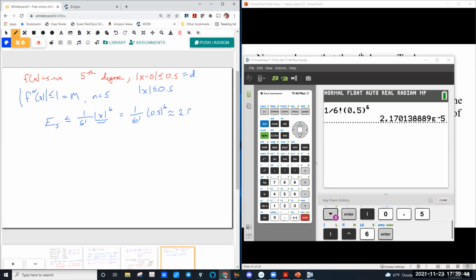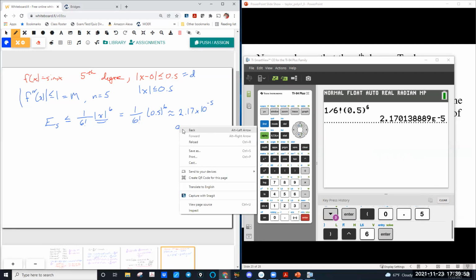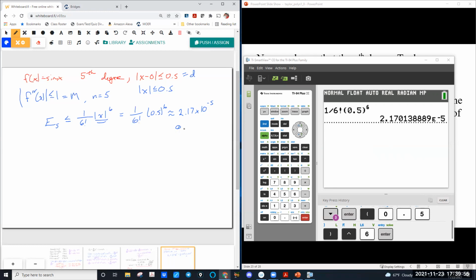So this is what, 2.17 times 10 to the negative 5th, or if we wanted to write it not in scientific notation, 0.0000217, and then however many digits we need for our problem. So it's going to be a really small error, and it's because we're on such a small interval for having such a high power of polynomial, Taylor polynomial.